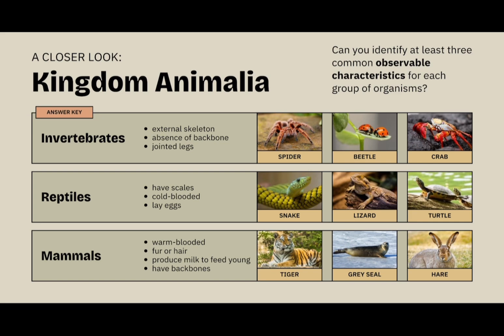Invertebrates is the common feature between spider, beetle, and crab. They have an external skeleton, absence of backbone, and jointed legs. Reptiles, snake, lizard, and turtle, have scales, are cold-blooded, and lay eggs. Mammals, which include tiger, grey seal, and hare, are warm-blooded, have fur or hair, produce milk to feed young, and have backbones.